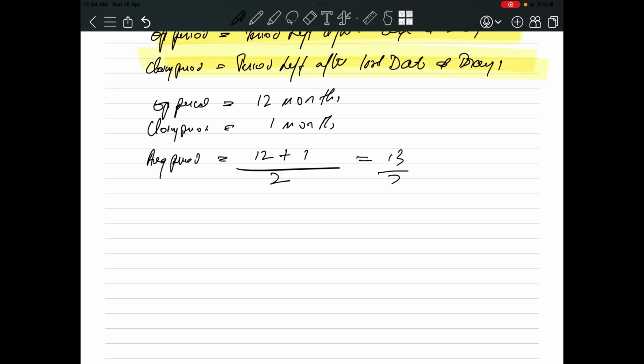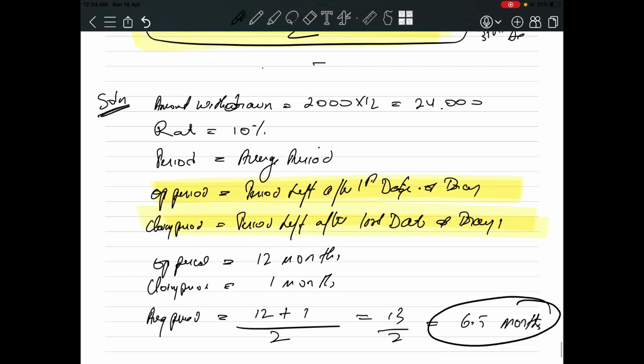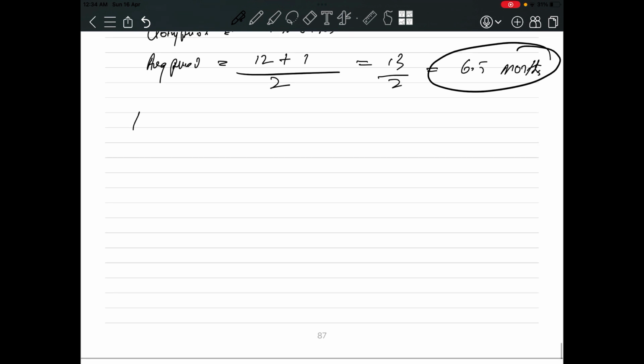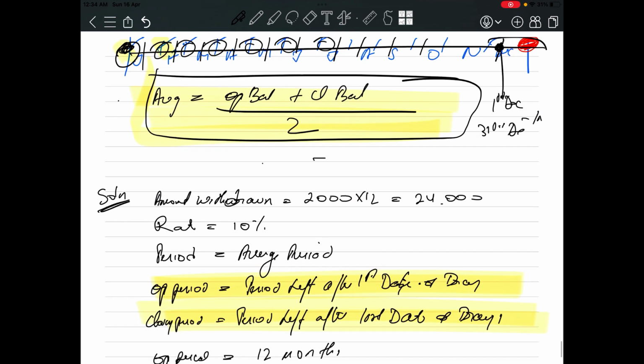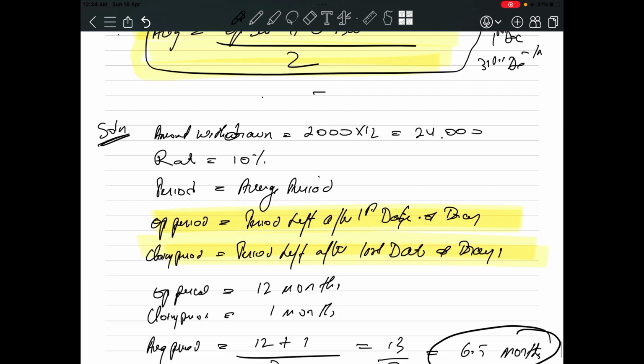Okay, so this will be 13 divided by 2. The answer you will get is 6.5 months. So now the average period is 6.5 months, and I can calculate my interest on drawings. It's equal to the total amount withdrawn, 24,000, at a rate of 10%, times 6.5 divided by 12. The interest is 1,300. Simple. I hope you have understood.